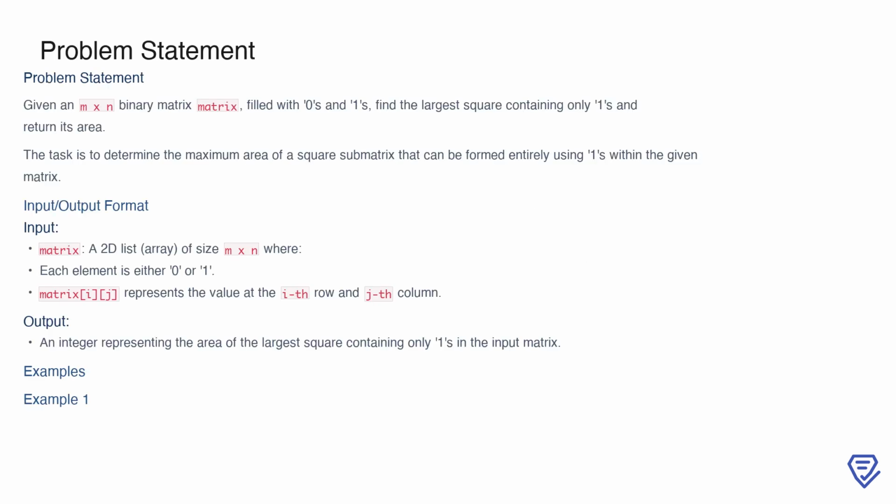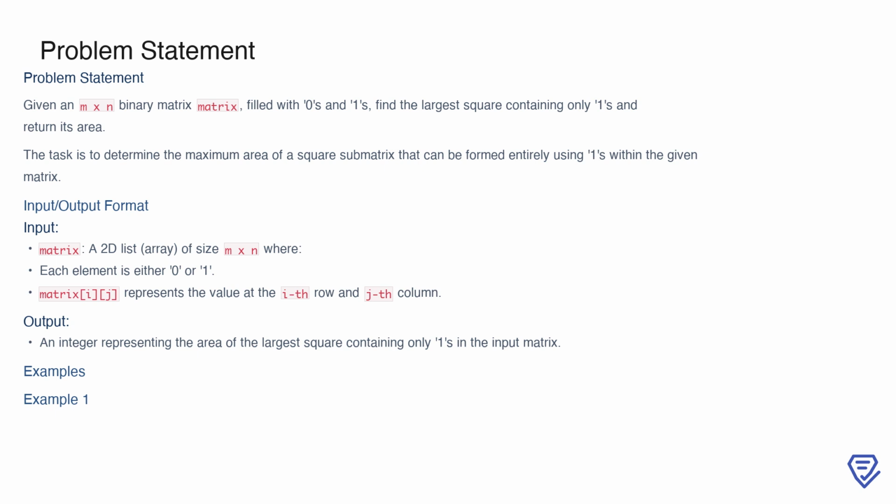Let's dive in. In this problem, you are given a binary matrix, which is a grid of dimensions m x n where each cell contains either a 0 or a 1. Your task is to identify the largest square that can be formed using only ones in the matrix and then return its area. The key challenge here is to determine the maximum square submatrix of ones and compute its area, which is the square of its side length.